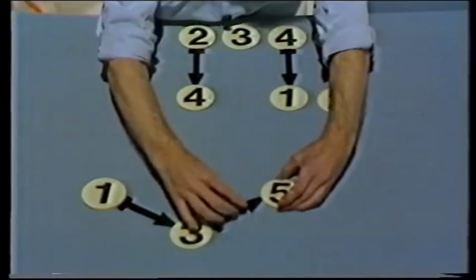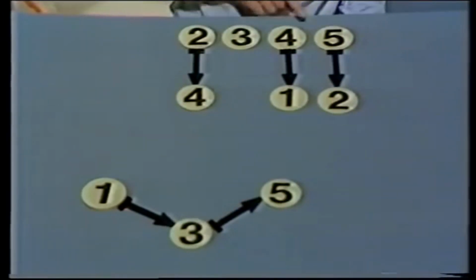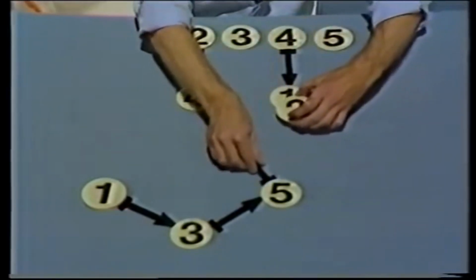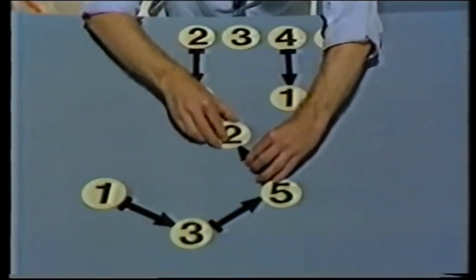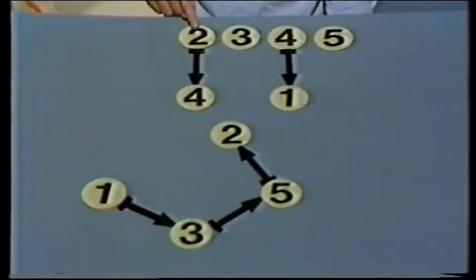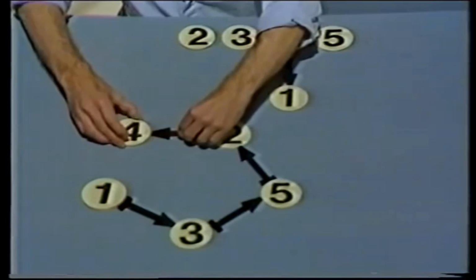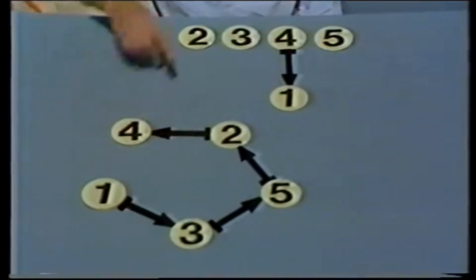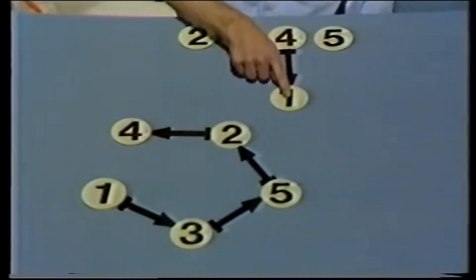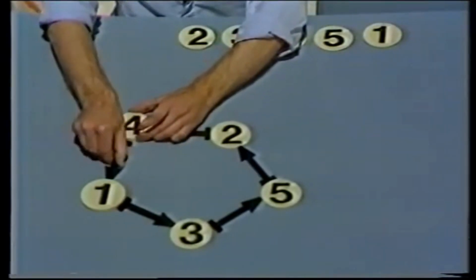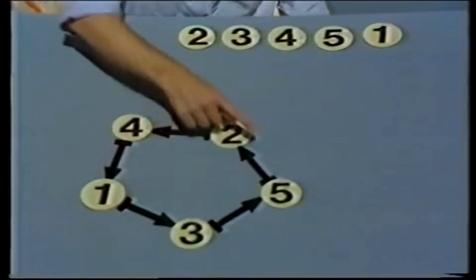3 goes to 5. Next, 5 goes to 2. So bring that down. 5 goes to 2. Then 2 goes to 4. Putting that down. And finally, what happens to 4? Well, 4 maps to 1 under the permutation. And you notice that what we've done is we've completed a cycle.